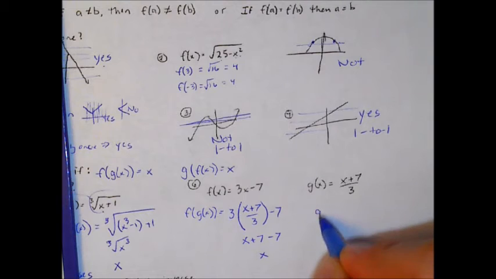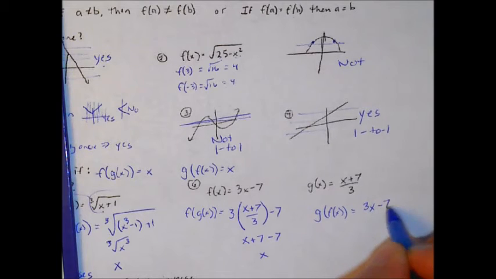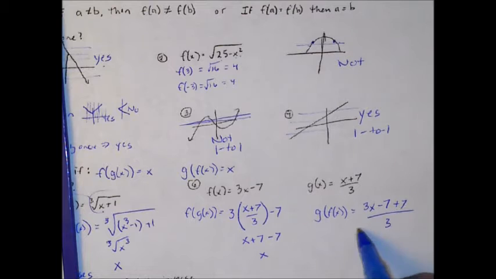And if I find g of f of x, I take that and plug it in there, so it's 3x minus 7 plus 7 over 3. Those cancel, I have 3x over 3, which is x. So yes, they are inverses of each other.